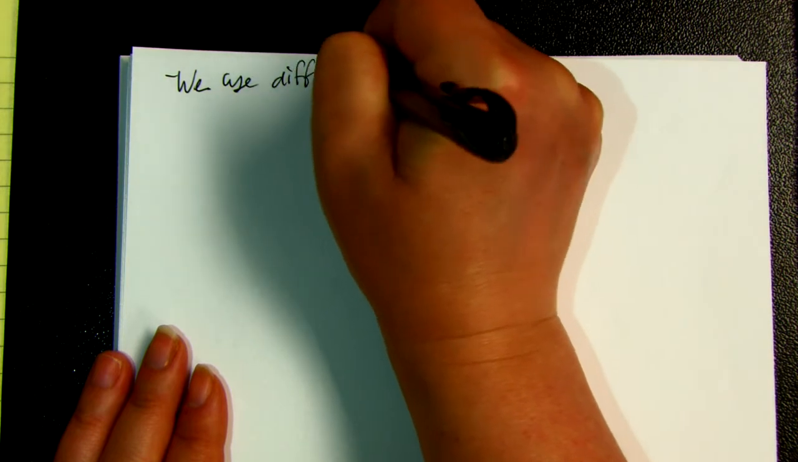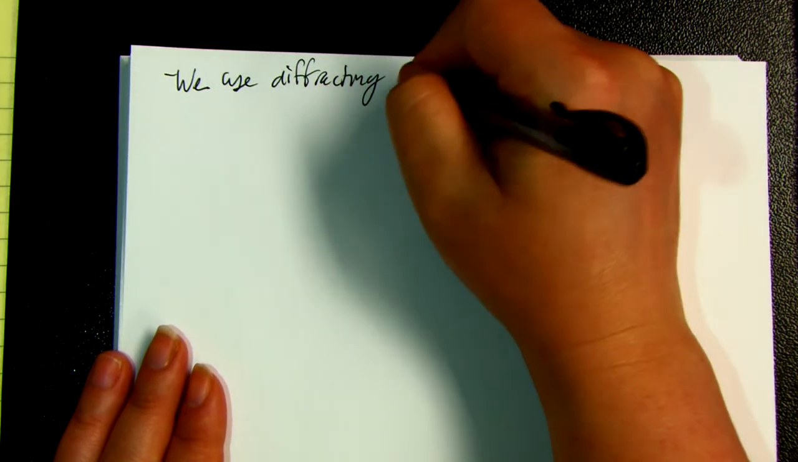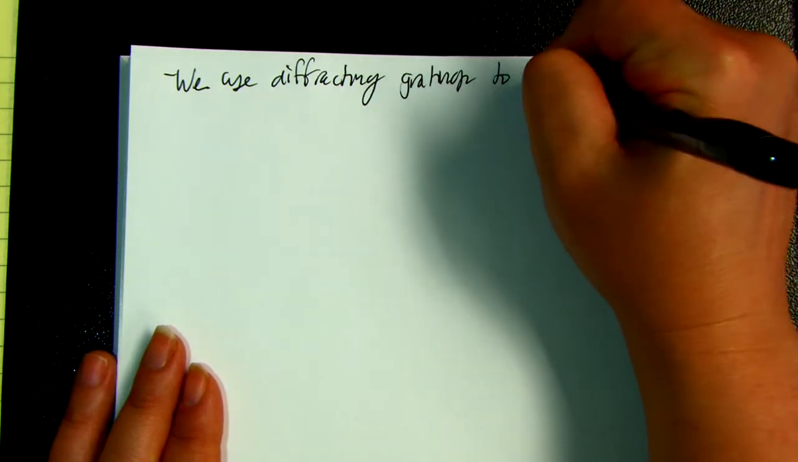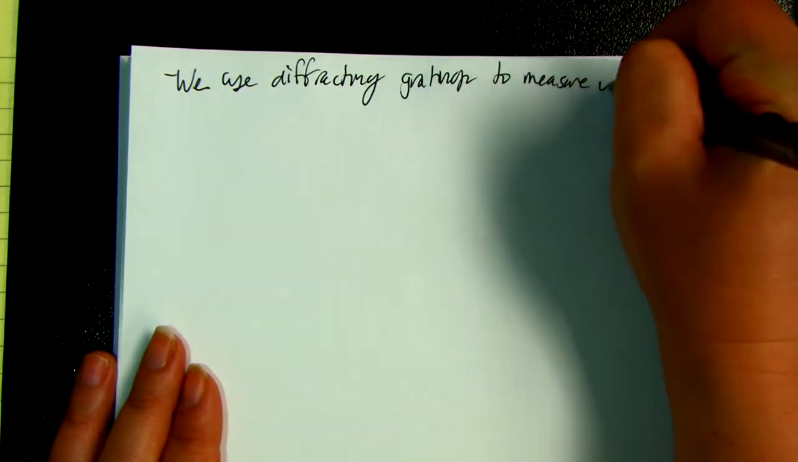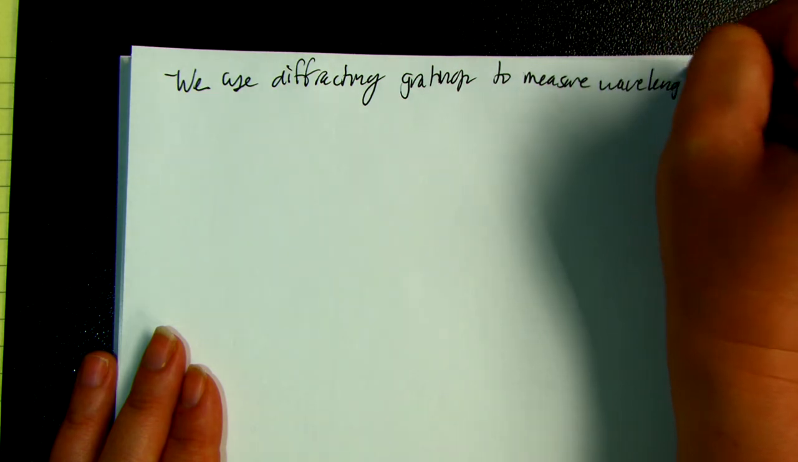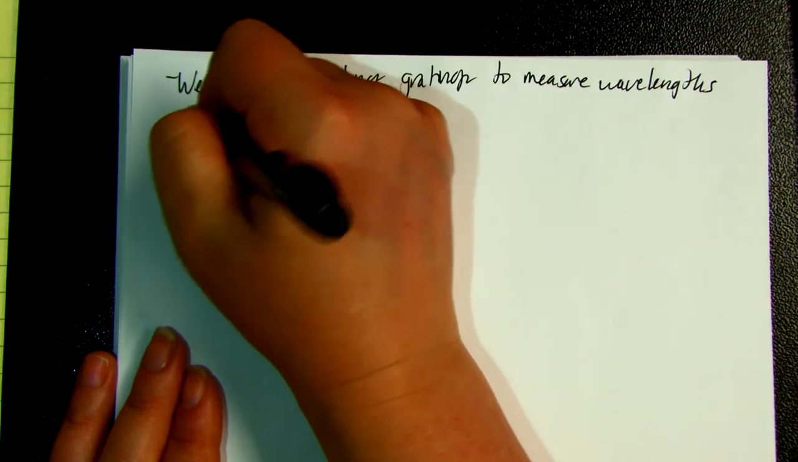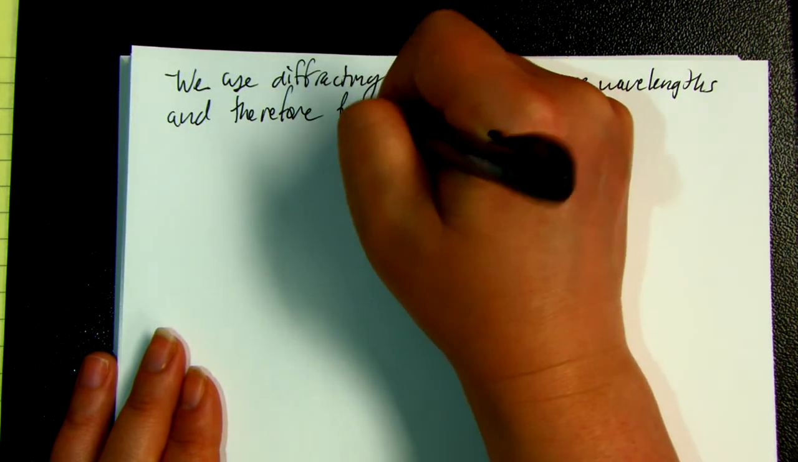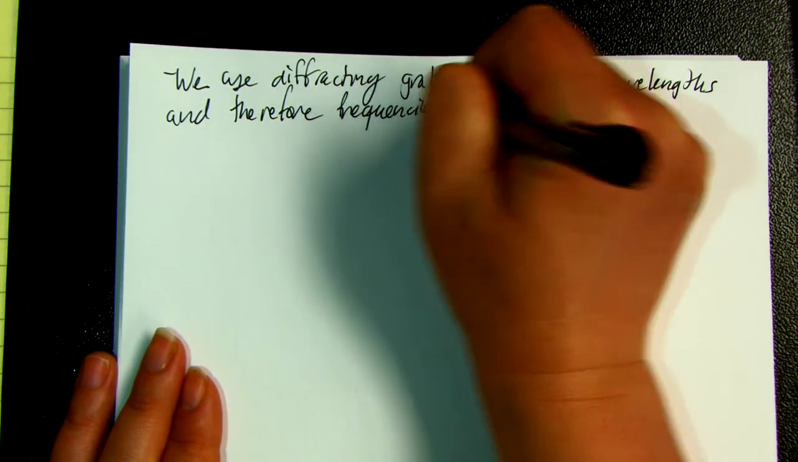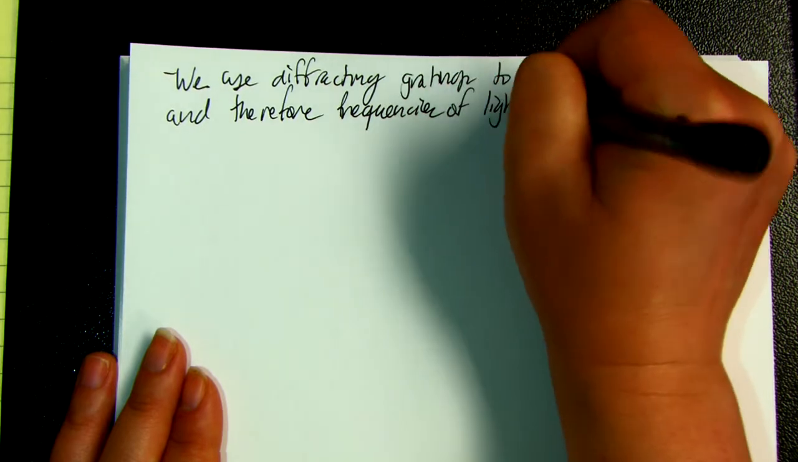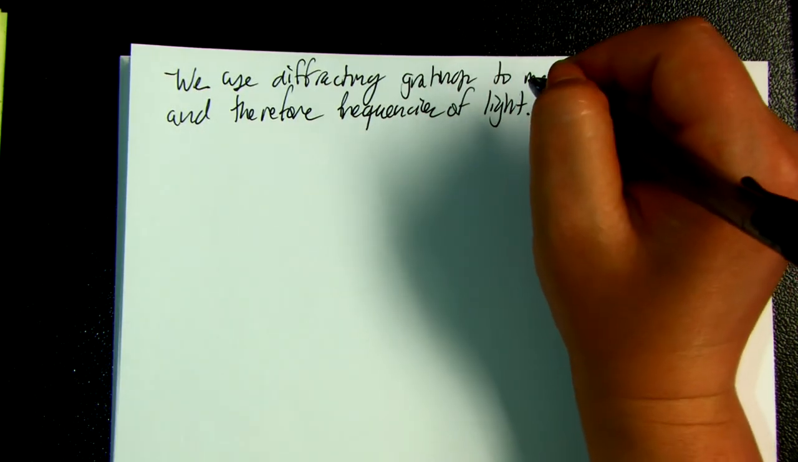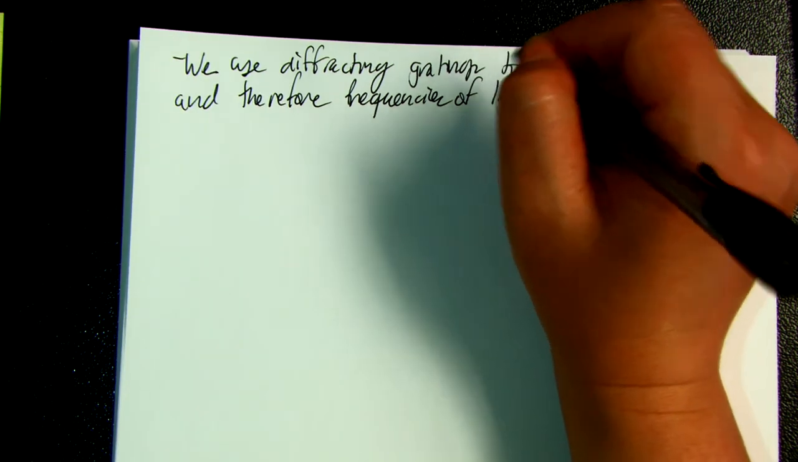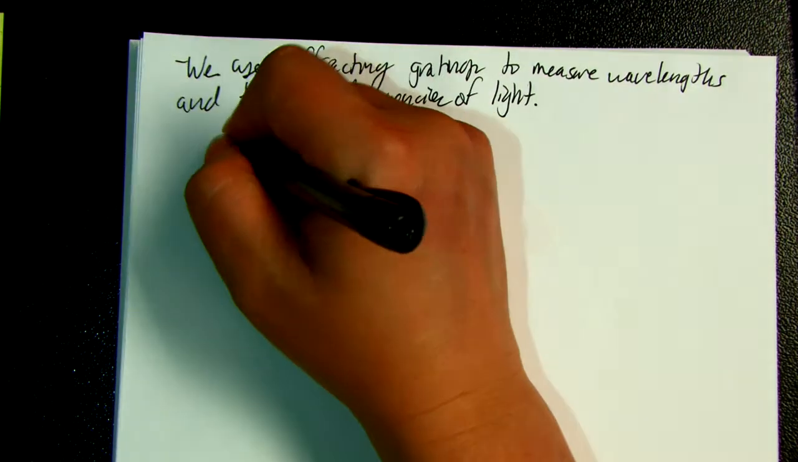So we use diffraction gratings to measure wavelengths, and therefore frequencies of light. But what I know you're all wondering is, why do we see a rainbow?